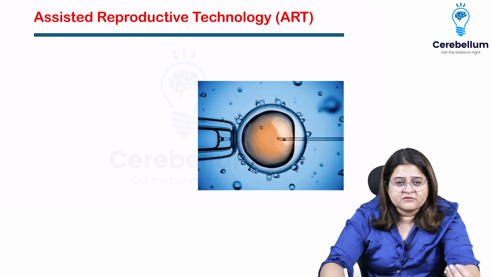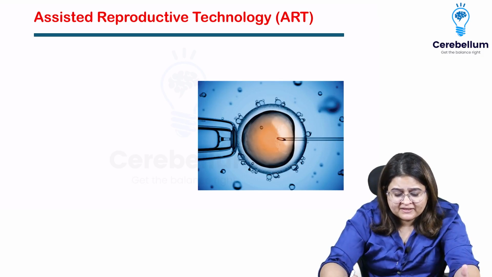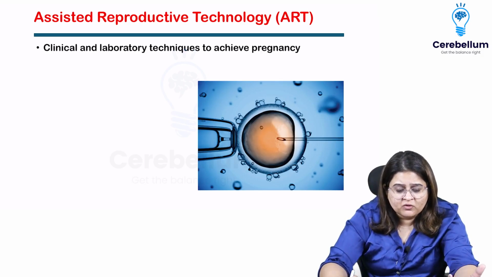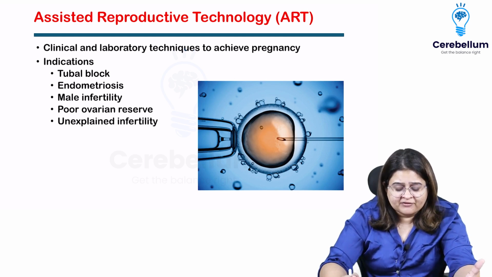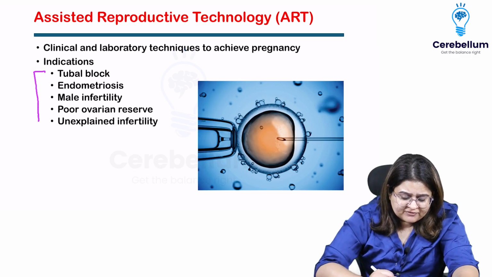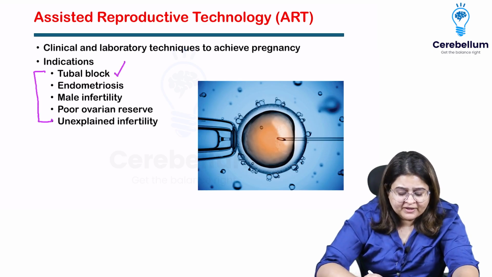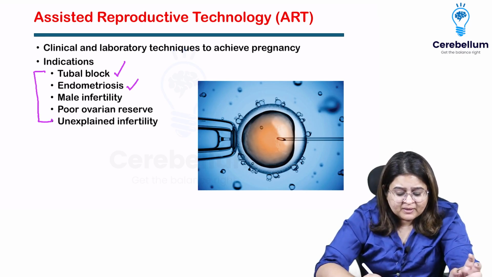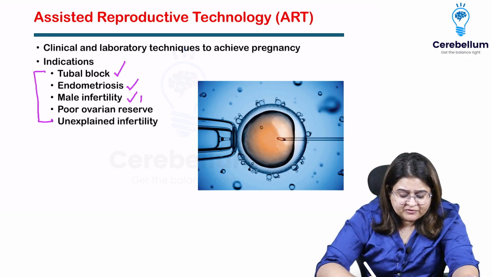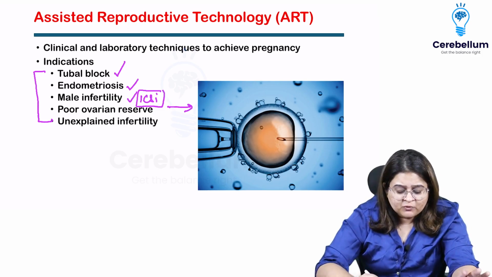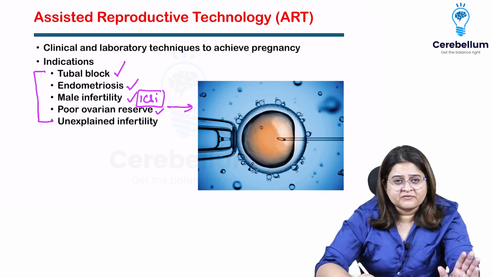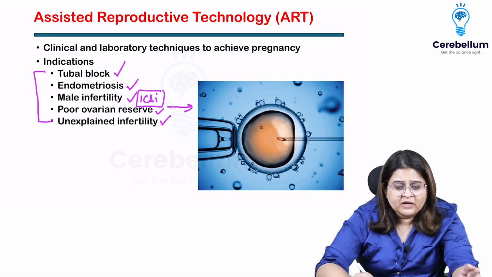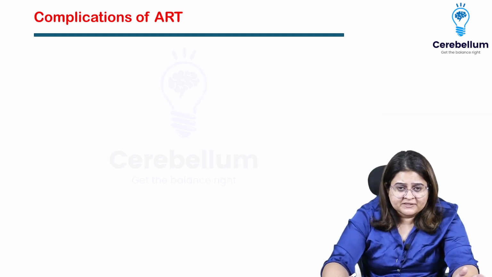And a few important things about assisted reproductive technology. When we talk about this, we basically mean IVF. So what are the indications of doing an IVF? I've already told you tubal block. Endometriosis is also part of that because it does affect the tubal motility. Male factor, and for male factor we prefer to do what is called ICSI, that is intracytoplasmic sperm injection, which is being shown in this image. Women who have very poor ovarian reserve, AMH is very low, or those who have unexplained infertility.